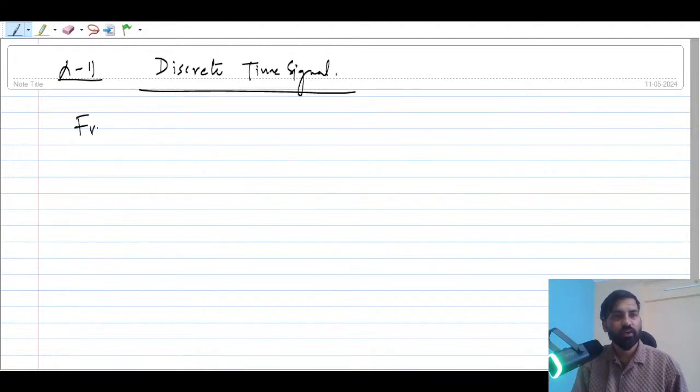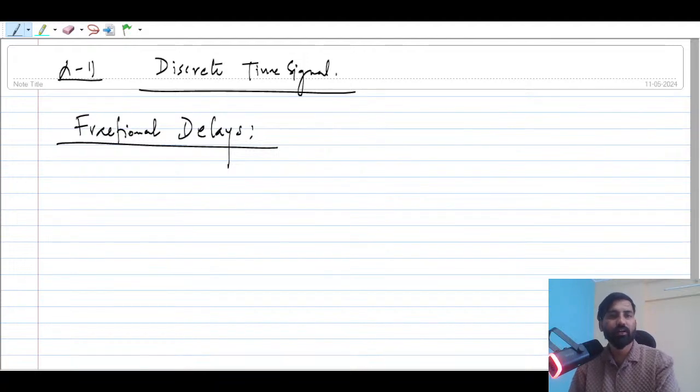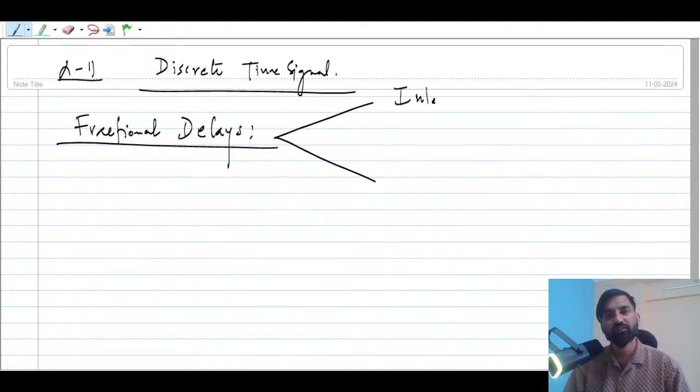What is the meaning of fractional delay? The fractional delay is nothing but, you can say, half sample delays. Fractional delays are sometimes required in practice, and that can be implemented using interpolation and decimation. So we can introduce this fractional delay with the help of interpolation and decimation. Both things will be present: interpolation as well as decimation.